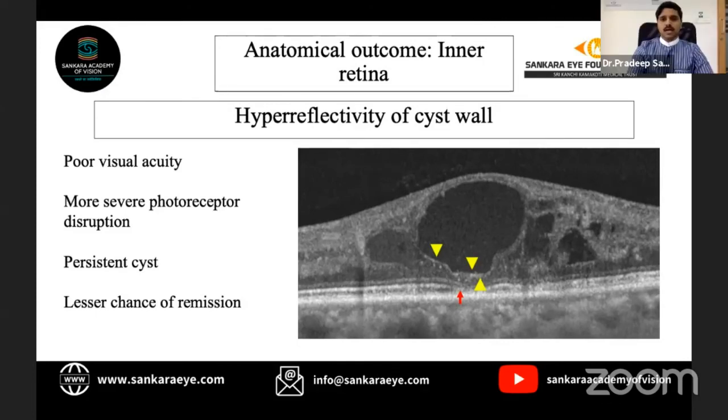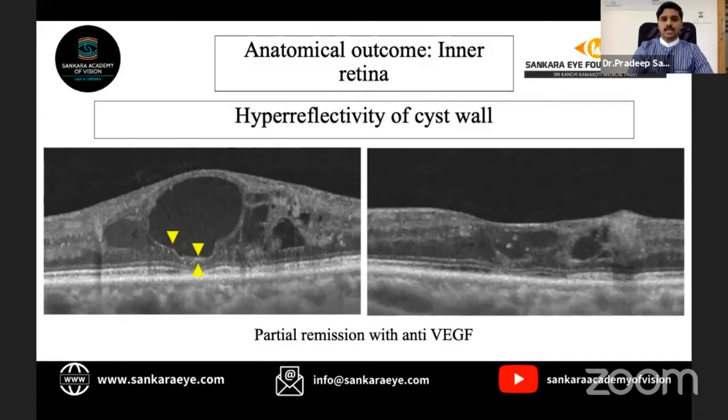Sure, thank you. Hyperreflectivity of cyst wall. Here we can see that in this cyst, the wall is hyperreflective and it usually indicates a more severe photoreceptor disruption, as we can see over here, which is evidenced by the loss of ellipsoid zone and external limiting membrane. It is associated with poor visual acuity. It is usually suggestive of a persistent cyst and the chances of remission are lesser. As an example, here we can see the same case post intravitreal anti-VEGF, the cyst has only partially decreased in size.